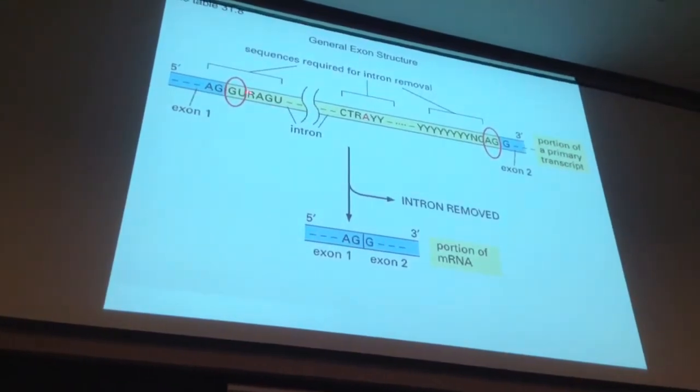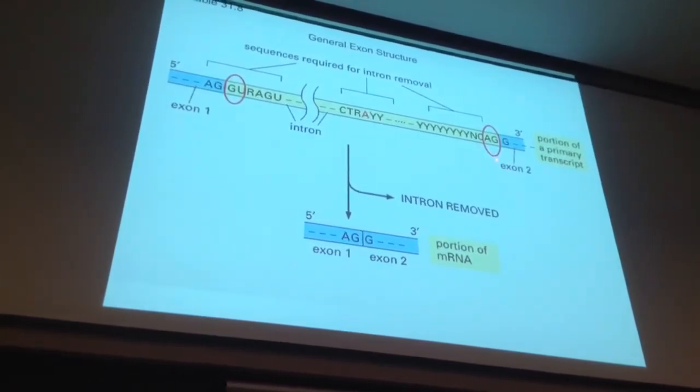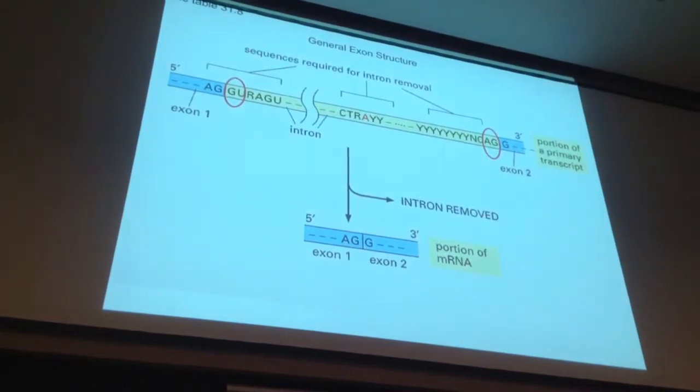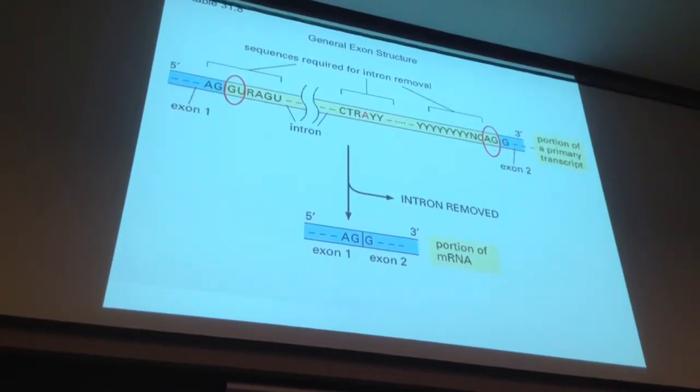But on most of them, there's a GU that's conserved at the 5' end. The consensus sequence at the 3' end also has, at the very 3' end, 2 nucleotides and a G that are perfectly conserved. So there's conservation at the ends of the introns, which is necessary to recognize that's where the intron is.